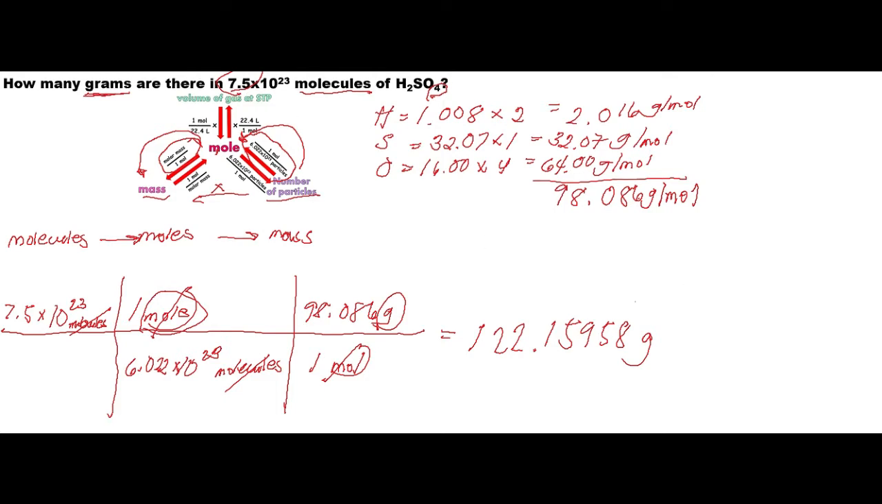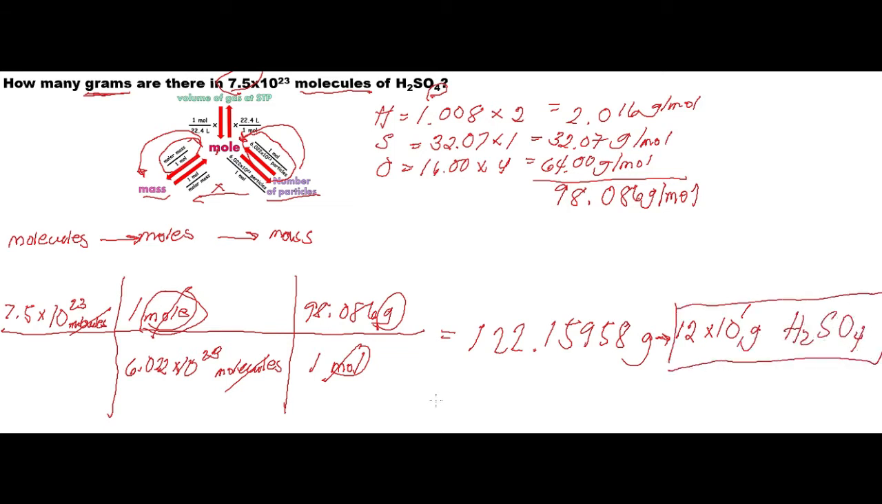So we need to use scientific notation. We will have 1.2 times 10 raised to 2 grams of H2SO4. But if the given has three significant figures, we will have 122 grams of H2SO4. That's why significant figures are important.